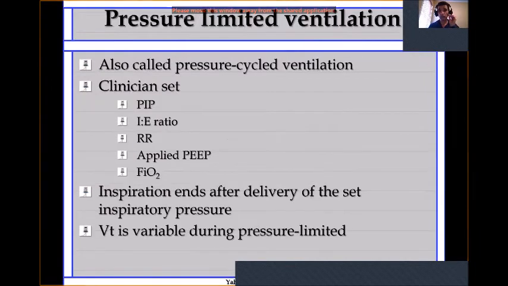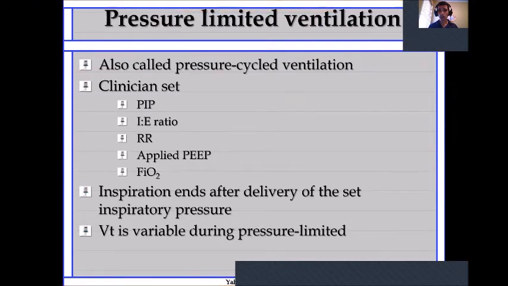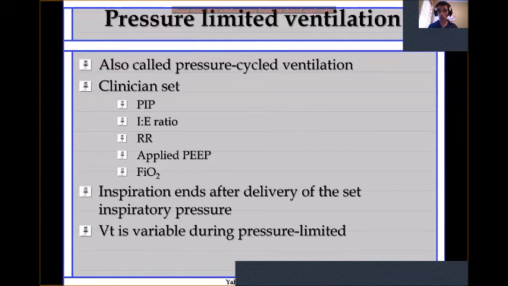In pressure limited ventilation, the clinician sets the PIP, the IE ratio, the respiratory rate, the PEEP, and the FiO2. Remember, when we talked about PEEP, we were talking about applied PEEP. After delivery of the set pressure, the tidal volume will be variable, depending on these variables and the patient response.